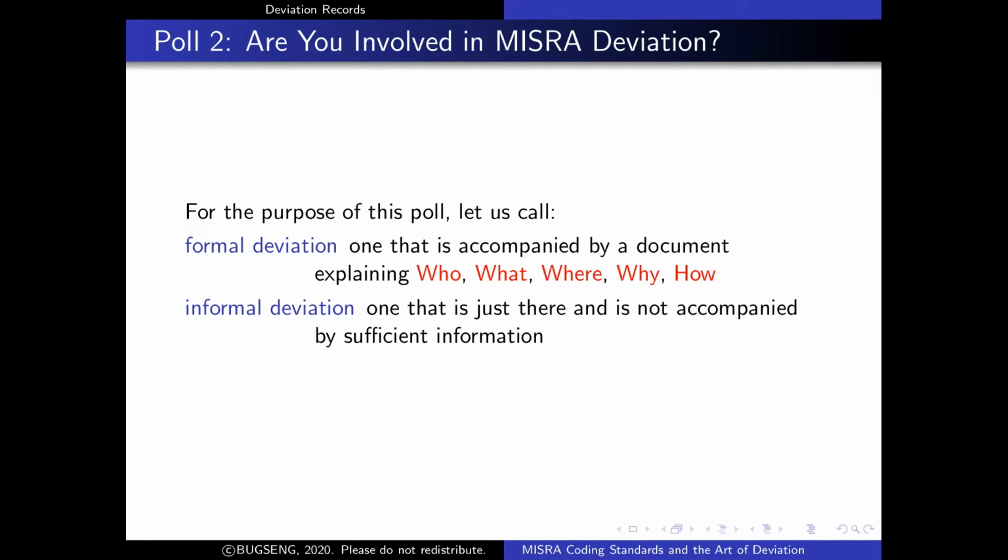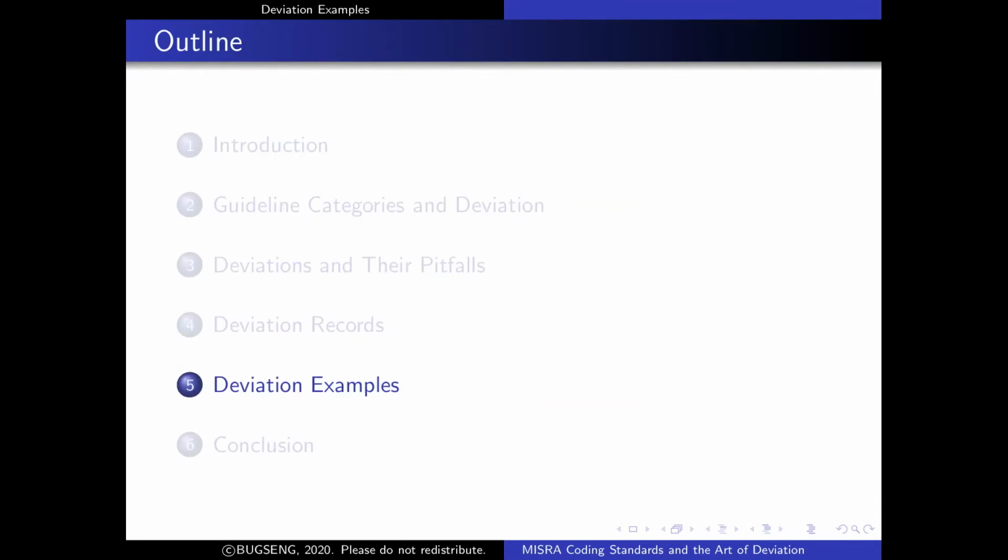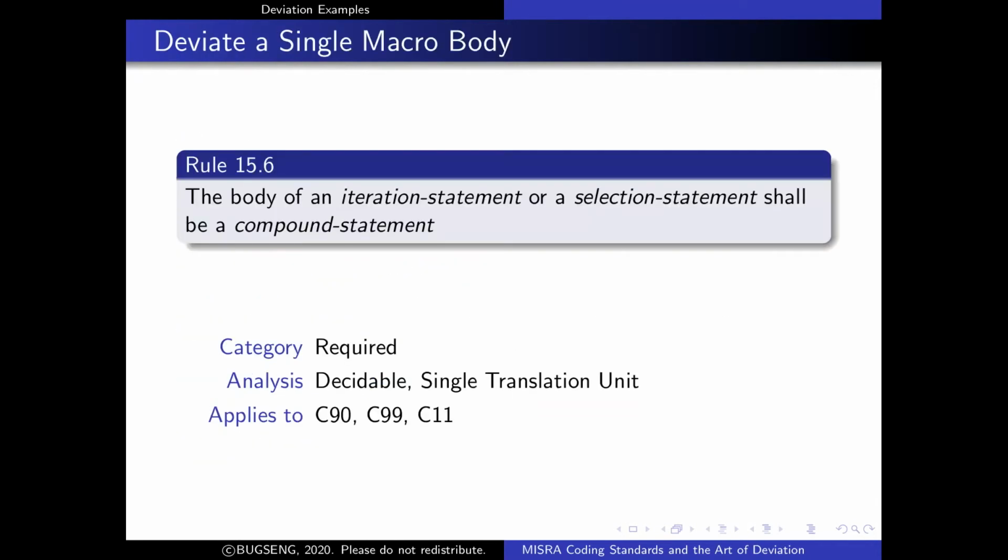Okay, so the majority is not involved in any MISRA deviation process. 21% I formulate formal deviation for projects my team develops. 13% I decide upon informal deviation for projects my team develops. Slightly 3% I evaluate formal deviation records written by others, and 7% I evaluate informal deviation adopted by others. Okay, very good. So around half of the people here is involved in MISRA deviation, which is good. So time for the examples.